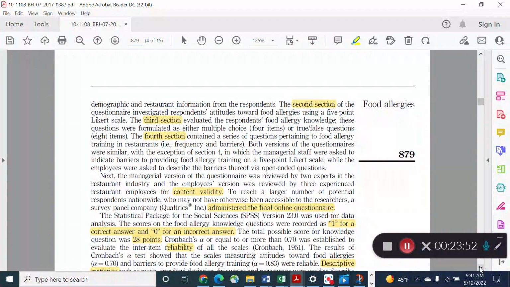Third section, their knowledge. And then fourth section, kind of how they train in the restaurant for the employees, managers, and true back staff, cooks, etc., on how they do get information to their employees about food allergies. So most of what they actually wrote in their methodology section is actually related to the instrument itself. So it's got the 4 sections.